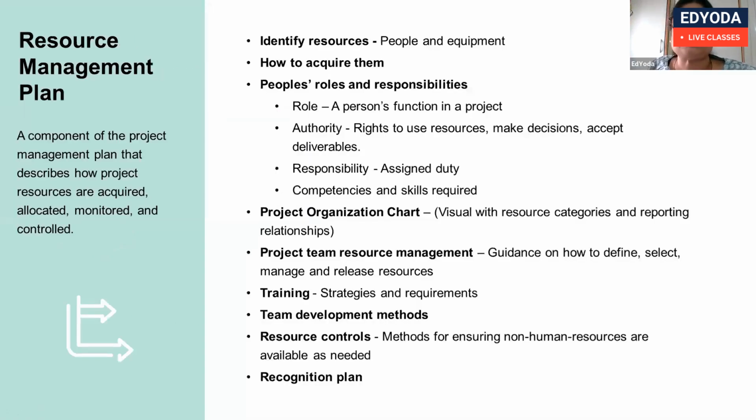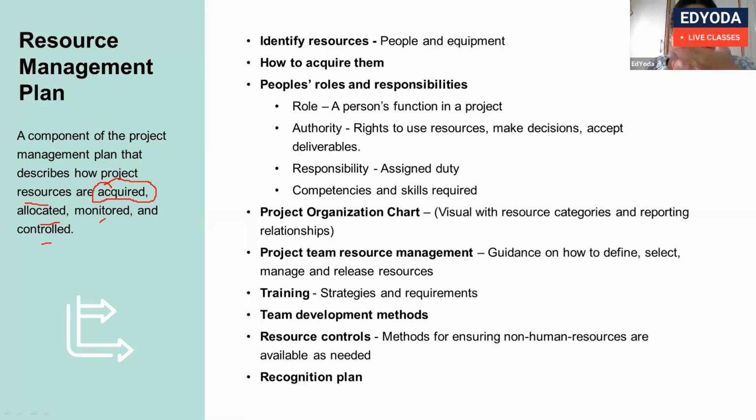Resource management plan. What is resource management plan all about? It is managing the resources, a component of project management plan that describes how project resources are acquired, allocated, monitored, and controlled. See this? Here, for human resource, we need to acquire resources. Sorry, not human resources, any resources. If it is not there, you have to procure it. You have to acquire it. Correct. And you have to allocate to that work. And you have to monitor and control.